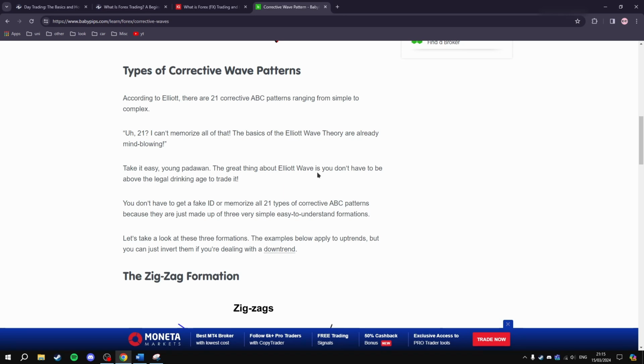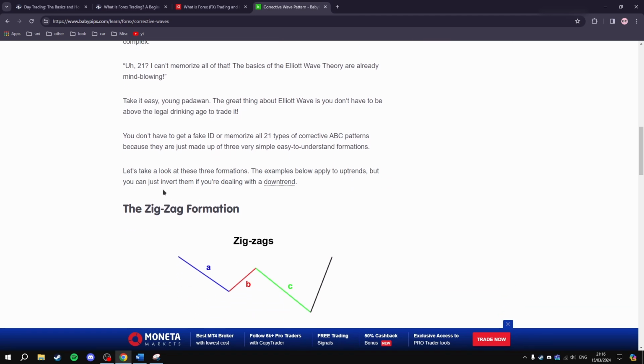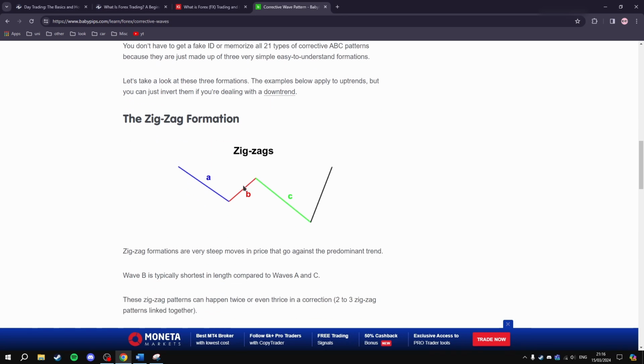The great thing about Elliott wave is that you don't have to memorize all 21 types of corrective ABC patterns, because they are just made up of 3 very simple, easy to understand formations. Let's take a look at these 3 formations. The examples below apply to uptrends, but you can just invert them if you're dealing with a downtrend.